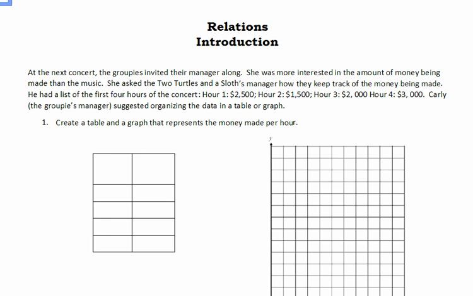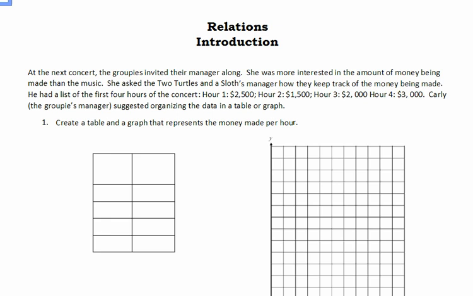The intro states that at the next concert, the groupies invited their manager along. She was more interested in the amount of money being made than the music. She asked the two turtles and a sloth manager how they keep track of the money being made. He had a list of the first 4 hours of the concert. And there they are. Hour 1, 2,500, hour 2, 1,500, hour 3, 2,000, and hour 4, 3,000.